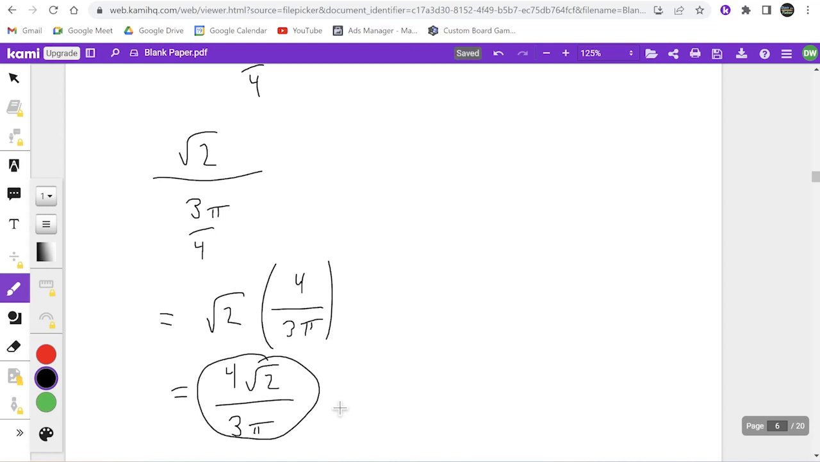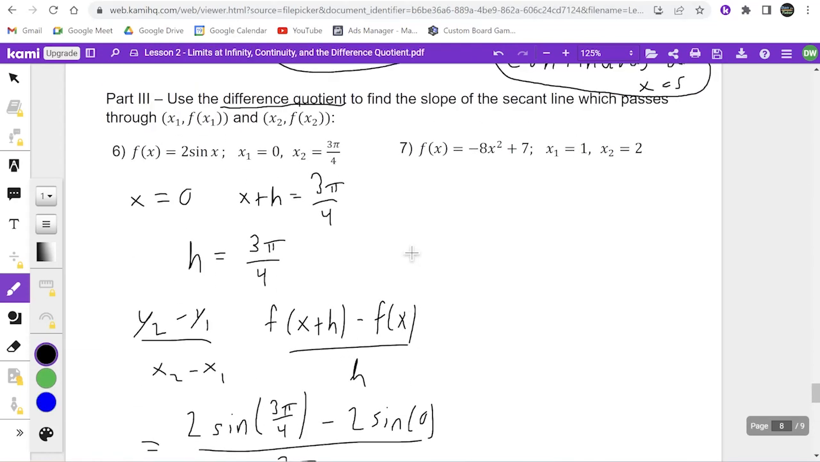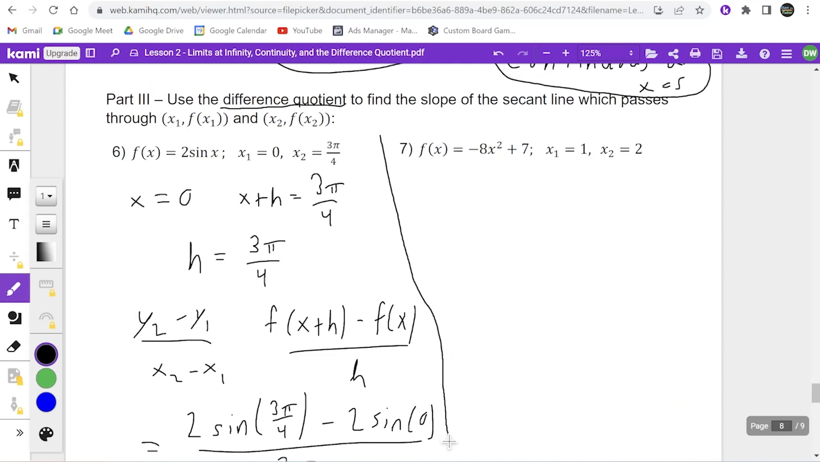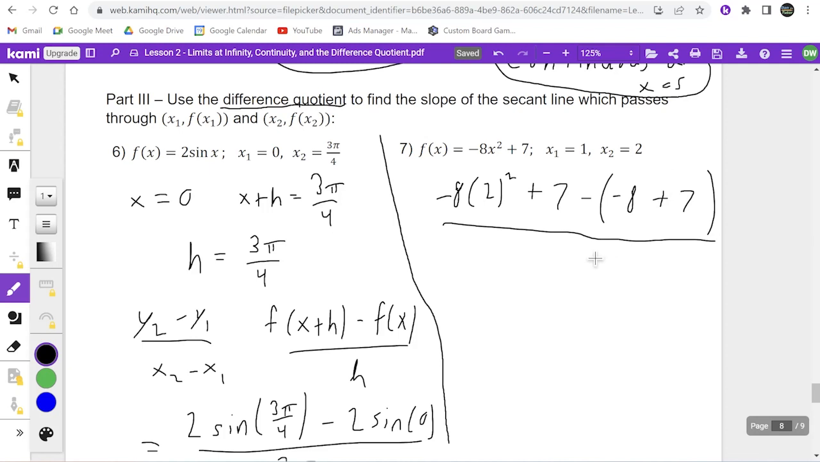Now this number is actually pretty close to 1, in case you're curious. But anyways, let's continue. That's it for number 6. Now let's look at number 7. Number 7 is basically the exact same thing, except we've got a new function. So for f of x plus h, I just want to plug in 2 into the function. So negative 8 times 2 squared plus 7, and then minus, when I plug in 1, make sure it's the quantity. Put that in parentheses. Negative 8 times 1 squared, which is still just negative 8, plus 7. And then remember, all divided by h.